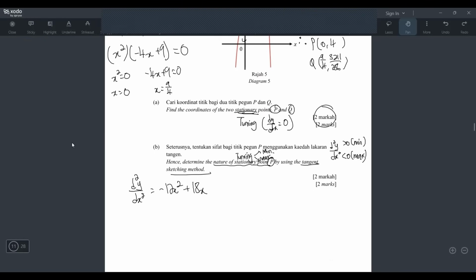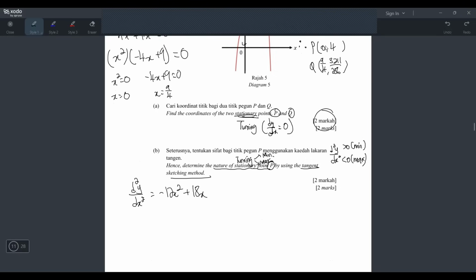Now what I will do is substitute the x coordinate inside here to test whether the point is a minimum or maximum. You understand, right? You are just testing whether it's a minimum or maximum. So I will test with the first x coordinate, the point Q. I'll take the 9/4 and substitute it for x, and then press the whole thing inside the calculator. Let me press negative 12 bracket 9/4 close bracket square, and then plus 18 bracket 9/4.